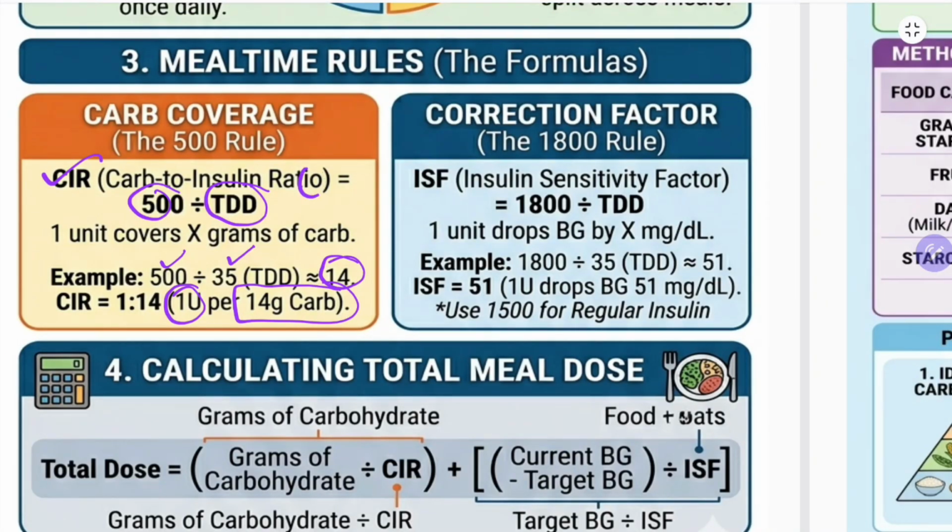Now you will calculate the CIR now. Now next coming to ISF, Insulin Sensitivity Factor.